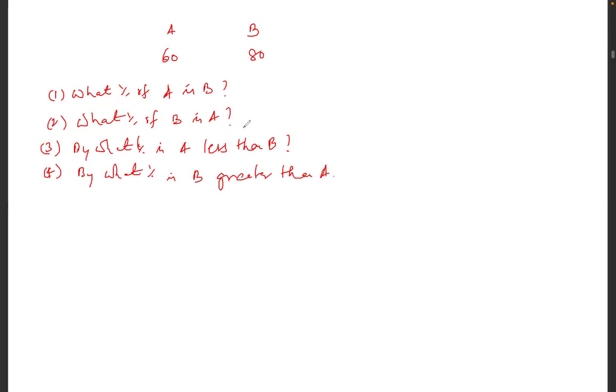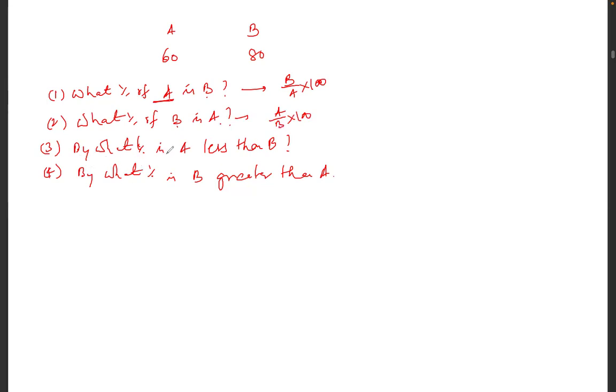Okay, so now here what we can do is, what percent of A is B? Of A, it means comparison is done with A. It means I need to see, this is the base value, right? So B by A into 100. Okay, what percent of B is A? So this is A by B into 100.